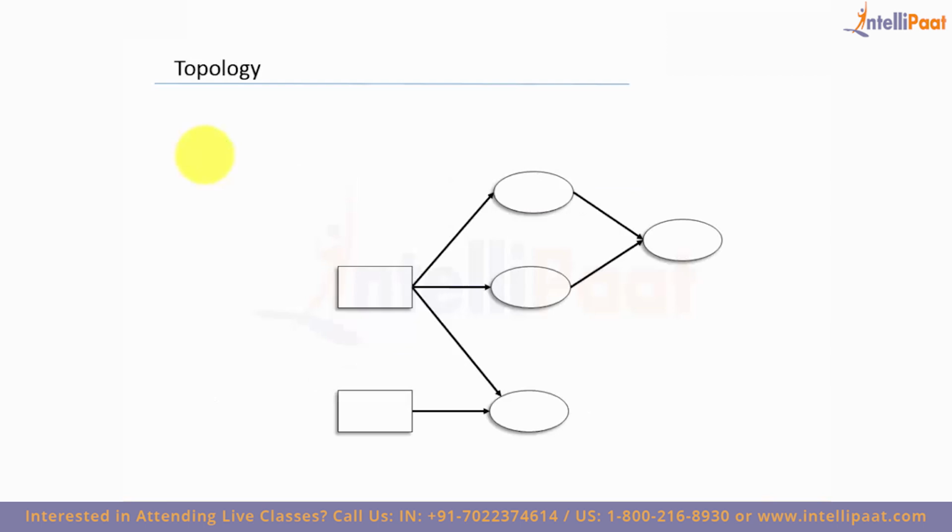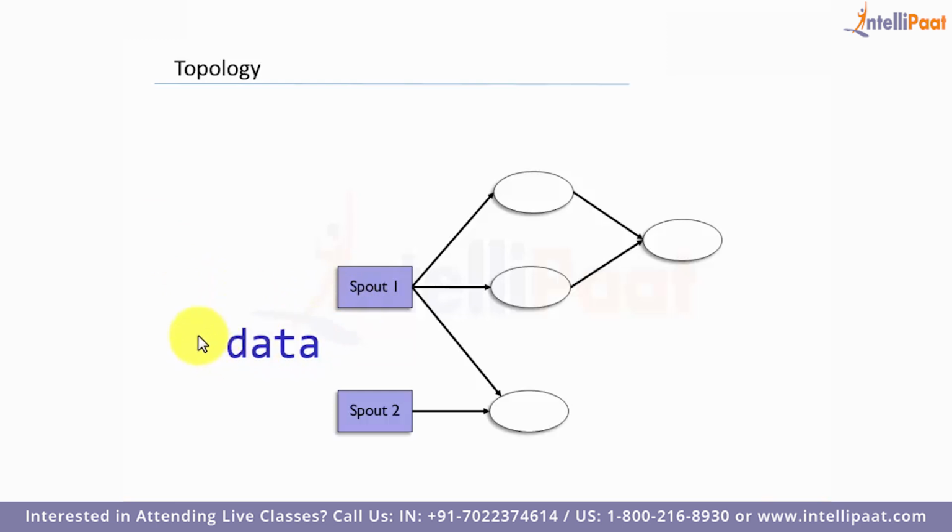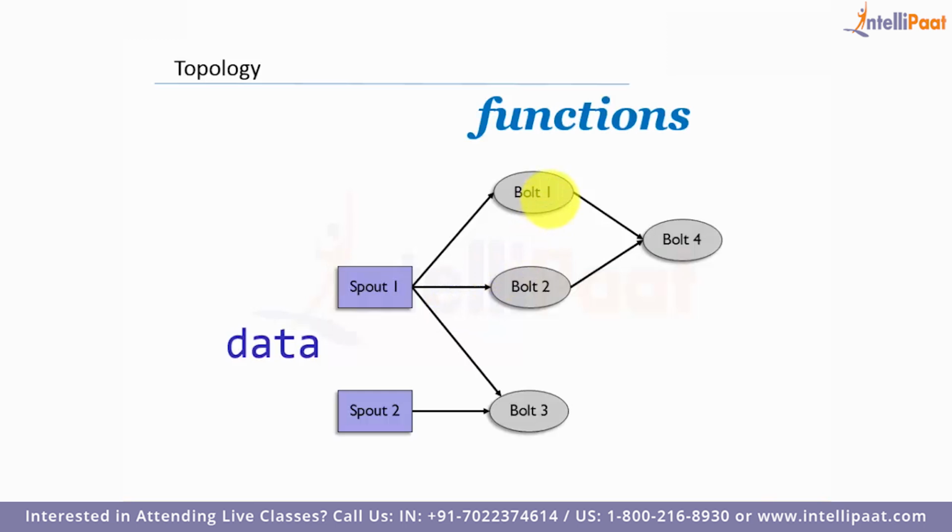Moving ahead, let's take an example of a topology. In this diagram, you can see some blank rectangles and some blank ellipses, which are connected by some arrows. The rectangles in the picture are the spouts, and they are the receivers of the data which is going to be published. The spouts will receive the data, and the arrows from the spouts signify the stream of data which will be the input to the bolts.